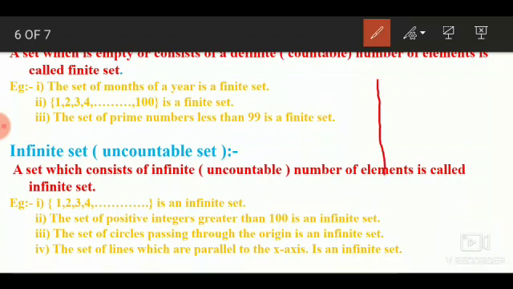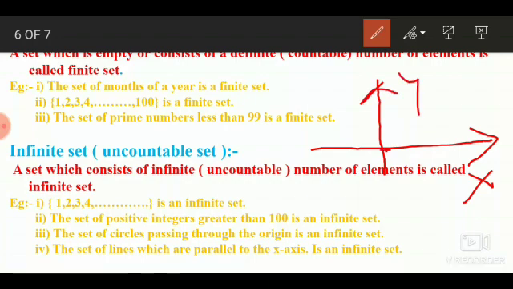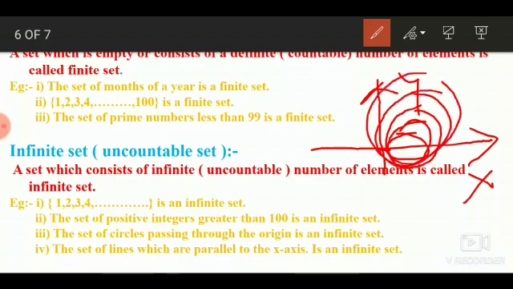Now, dear students, these are the coordinate axes. One is called the x-axis, the other is called the y-axis, and this is the origin. Now, for circles which are passing through the origin, we can draw an infinite number of circles of different radii. Therefore, such circles are uncountable. Therefore, such a set is called an infinite set.